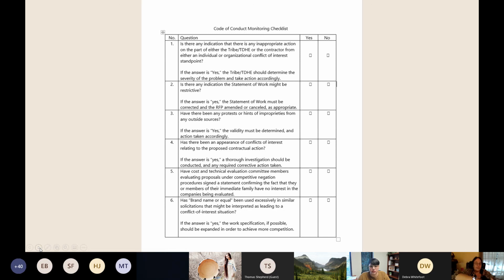So as part of your technical evaluation committees, they want that other layer saying that you're not evaluating anybody within your family. Has brand name or equal been used excessively in similar situations or solicitations that could be interpreted as leading to a conflict of interest situation? If the answer is yes, the work specification, if possible, should be expanded in order to achieve more competition. So these are some of the things under code of conduct and conflict of interest within procurement that you could put in your self-monitoring.